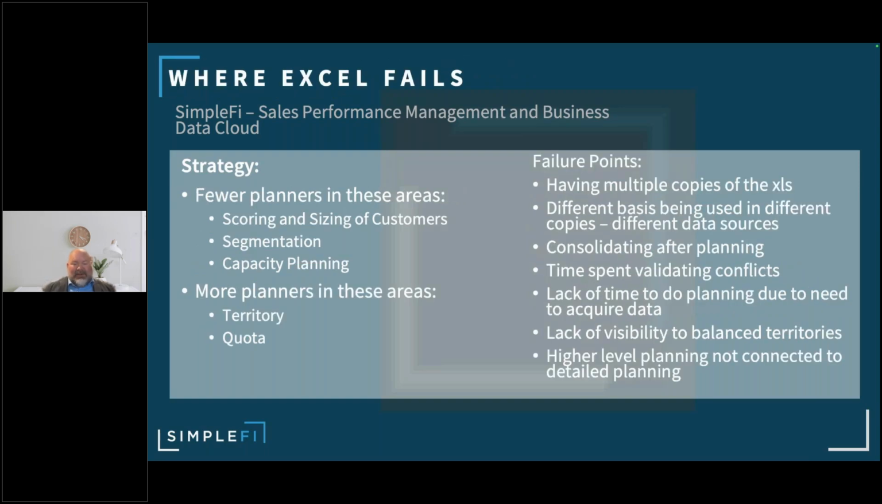Where does Excel fail in all this? So this is based upon my experience. I could probably list at least another 20 more items here, but I picked out the key ones. From a strategy planning side, we have fewer planners in three of the areas and more planners in territory and quota. And when that happens, you are spending more time doing more consolidations and more conflicts when all that data comes back together. So what are those failure points?